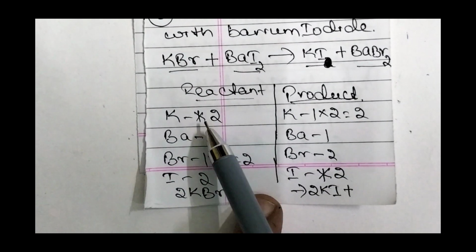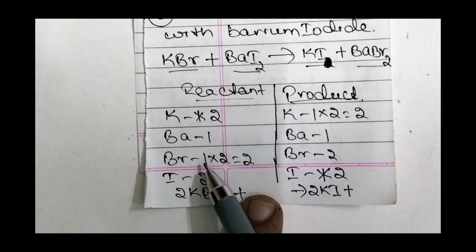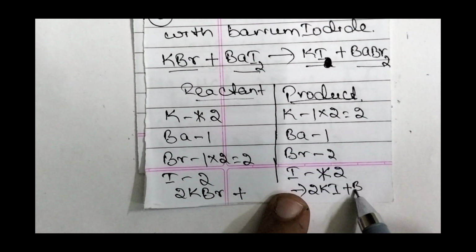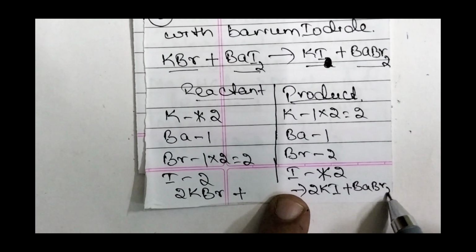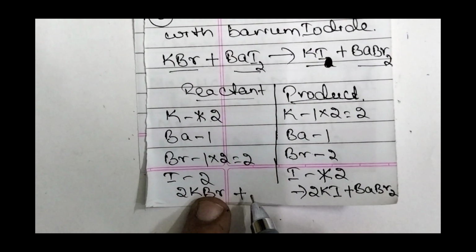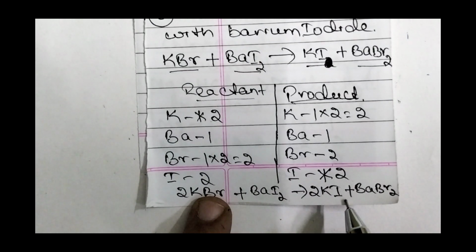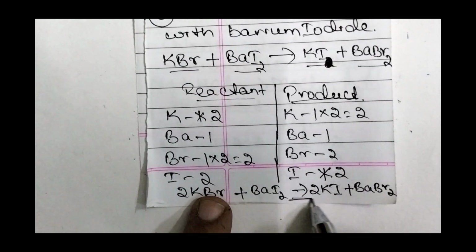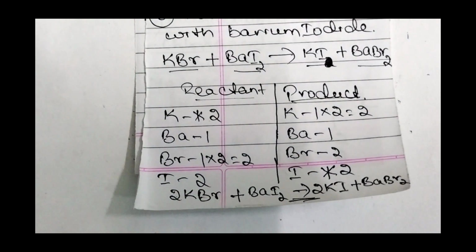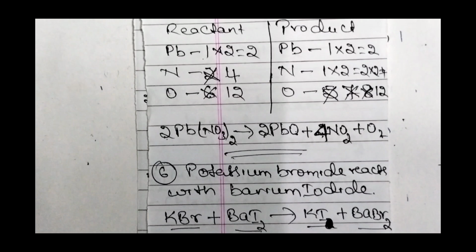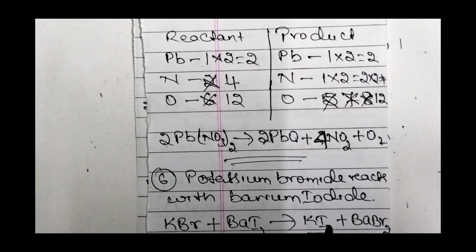Now you observe potassium balanced, barium balanced, bromine balanced, iodine balanced, so everything is balanced. 2KBr plus BaI2 give rise to 2KI plus BaBr2. So this is a balanced chemical equation when potassium bromide reacts with barium iodide. So like this we have to balance this equation. Now let us move to the 7th one.